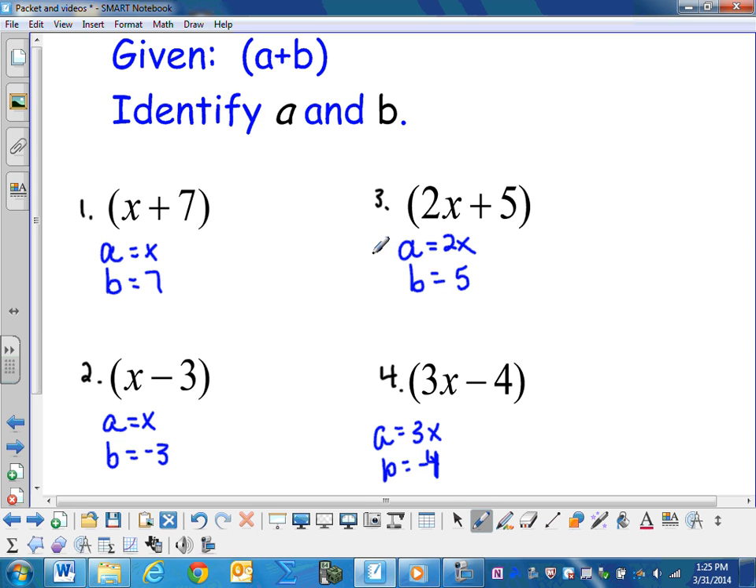So when we have a binomial, we'll refer to the first term as a and the second term as b. And if the second term has a negative sign or a minus sign in front of it, that is part of the b.